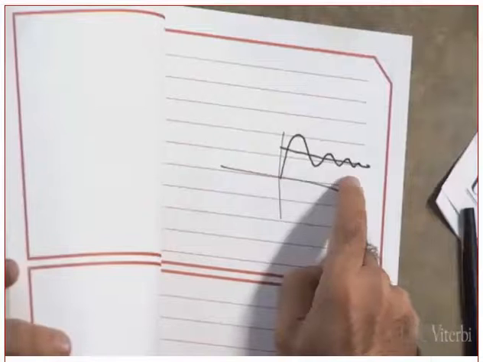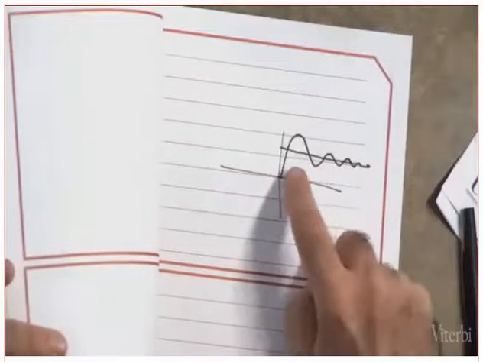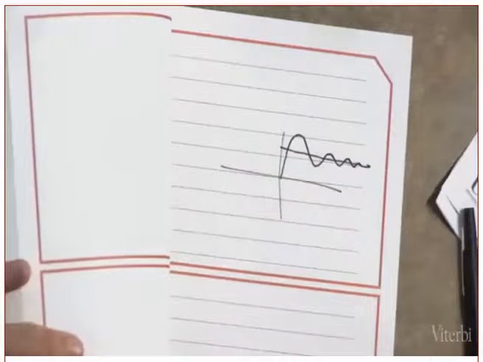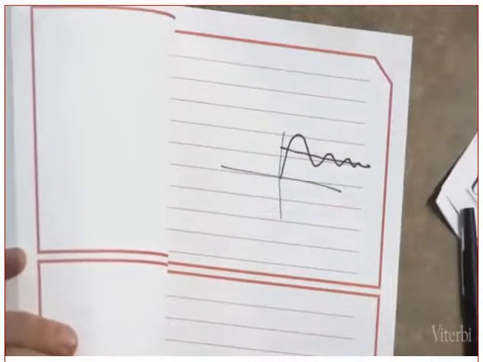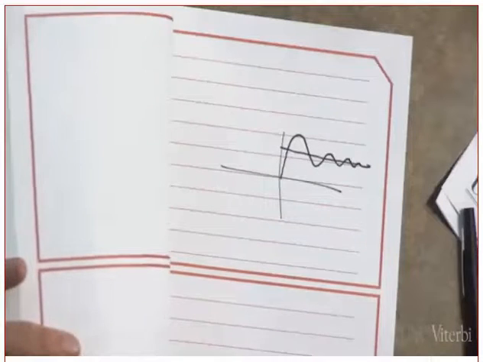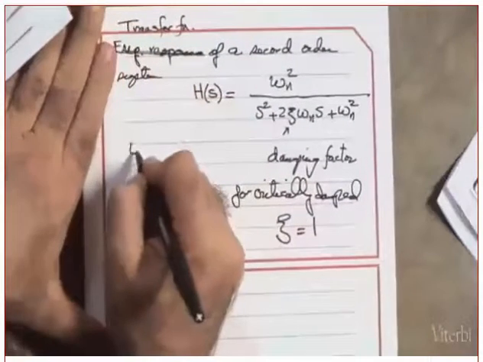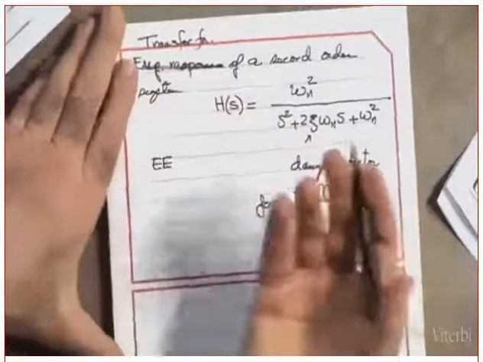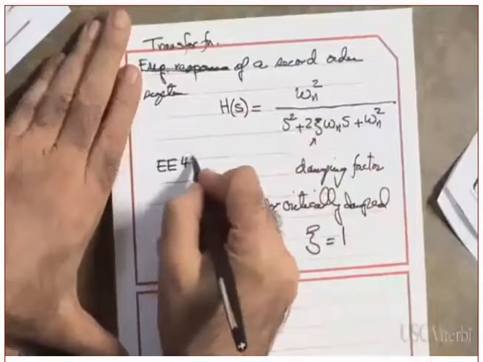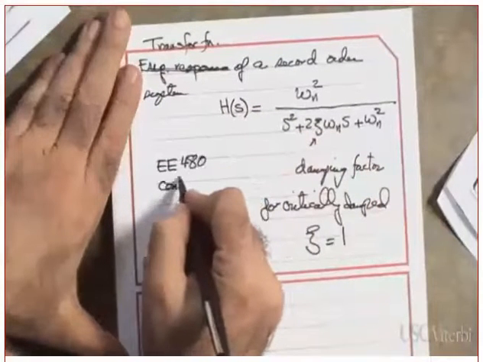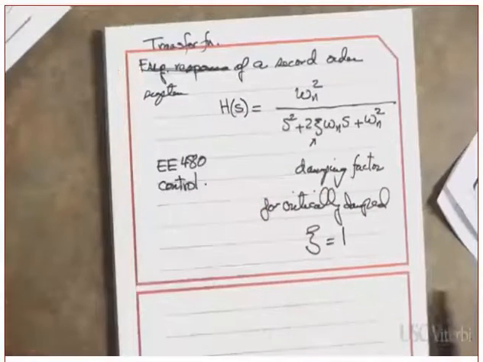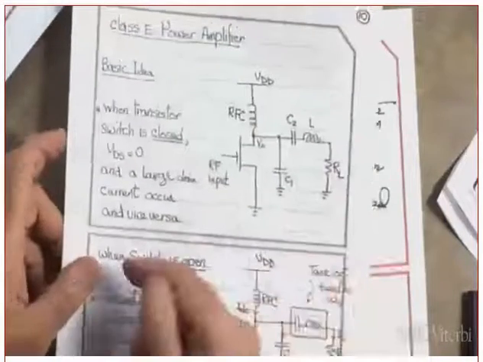Critically damped, what does it mean? This one will go there. It's not going to oscillate. It's going to approach this very quickly. Did you get my point or not? Yes or no? Okay, I cannot explain this. This is EE 480, which is control stuff, and that's why I don't want to spend time on it. But did you get the idea?